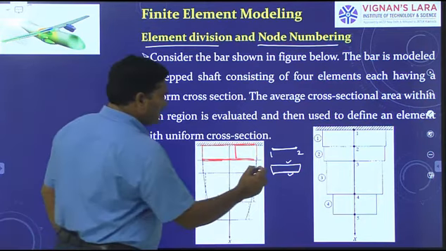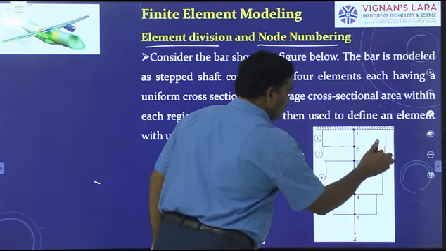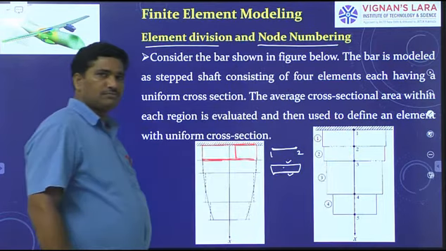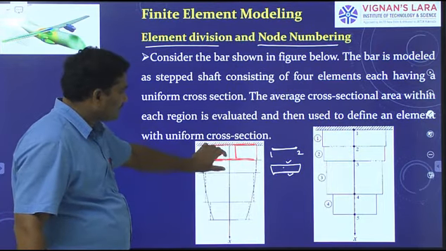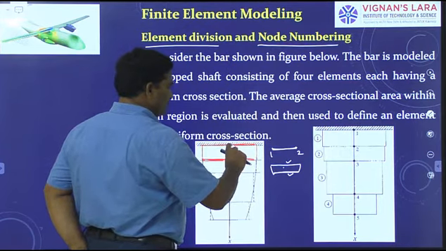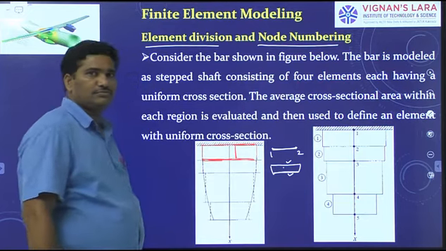Hence I can replace this by an element with average diameter. Length I am not changing. Length of this element is the same as this. Length of this element is the same as this.